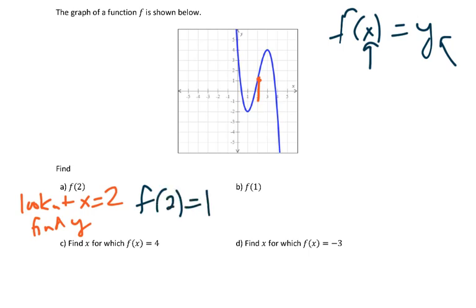For f of 1, I'm going to do the same thing. Look at x equals 1 and find the y value. So I'm going to go to x equals 1 on the graph. It's down here, and the y value looks to be about negative 2.